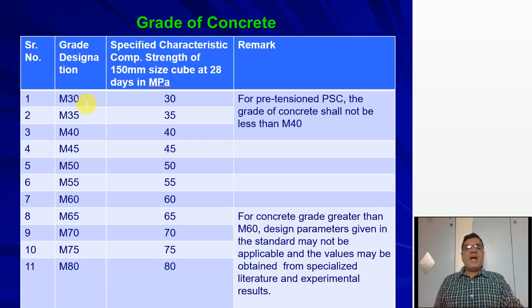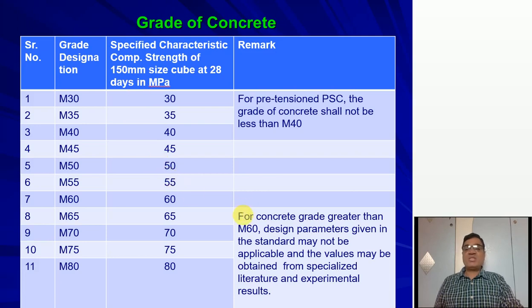In IS 1343, grades are mentioned from M30 to M80. For pre-tension PSC, the grade of concrete shall not be less than M40, so that is the minimum grade of concrete. Already we know that. And M30 is the minimum grade for post-tension. Then M30 to M80. So this 30 Newton per mm square is the characteristic compressive strength given by cubes of size 150 by 150 by 150 mm at the end of 28 days.